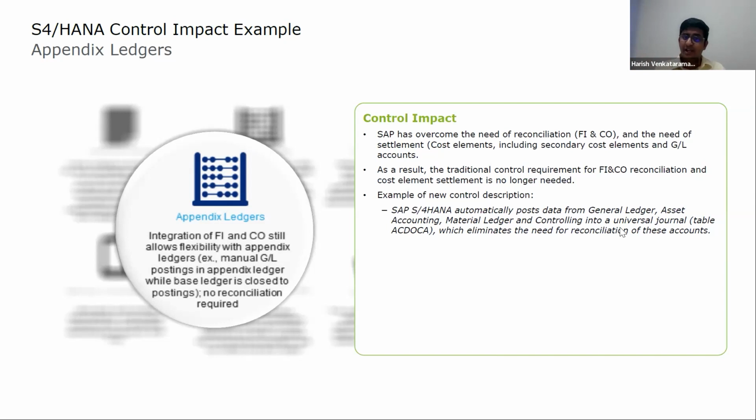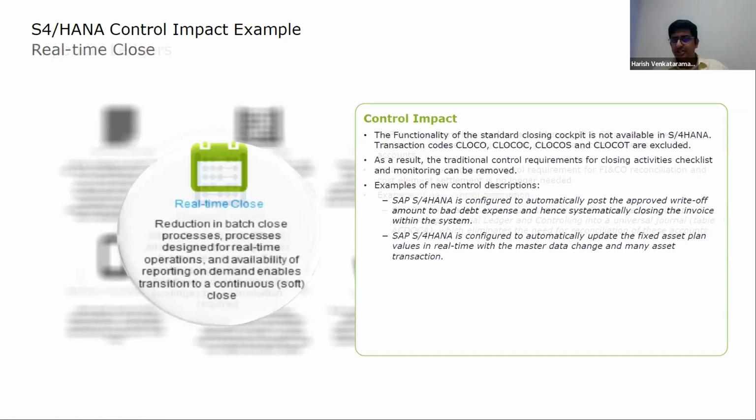And this warrants also including some additional control or modifying the control. One such example is automatically posting the data from your general ledger and eliminating the need for reconciliation of these accounts, right? And as we discussed, again, a real-time close is, earlier, the traditional control requirements can now be removed with this, because there is a soft closure possible, a continuous closure whenever that is possible in SAP S4.